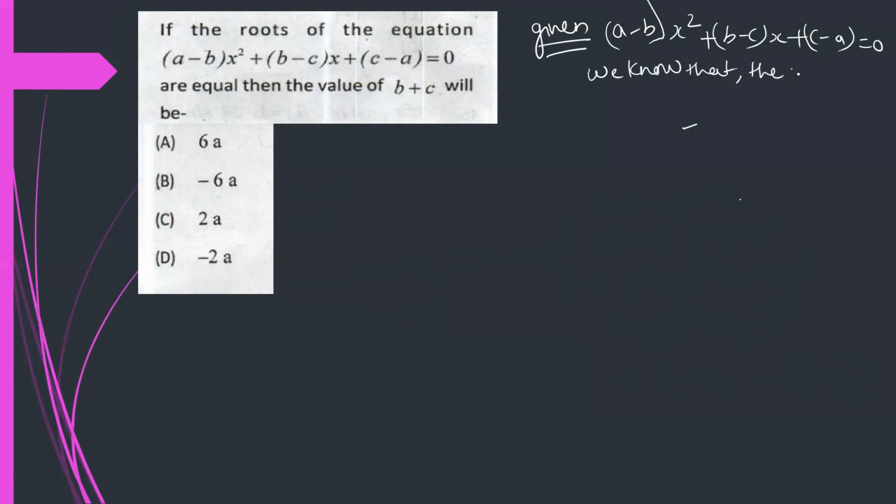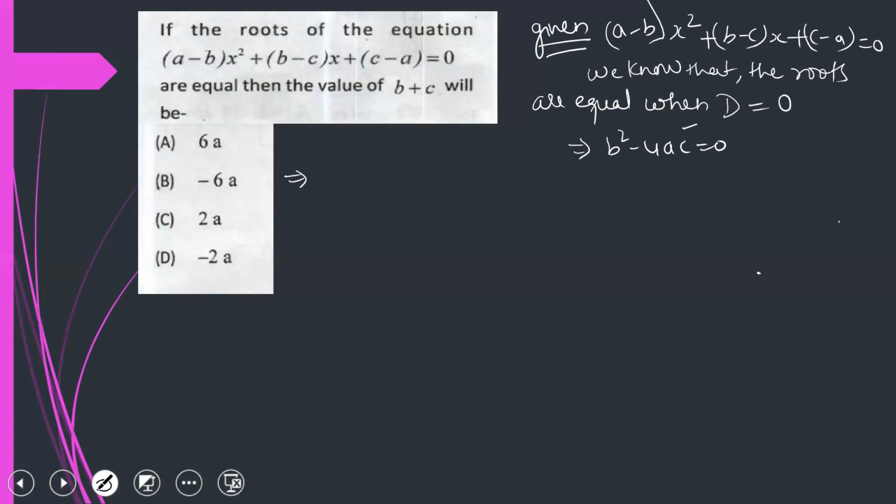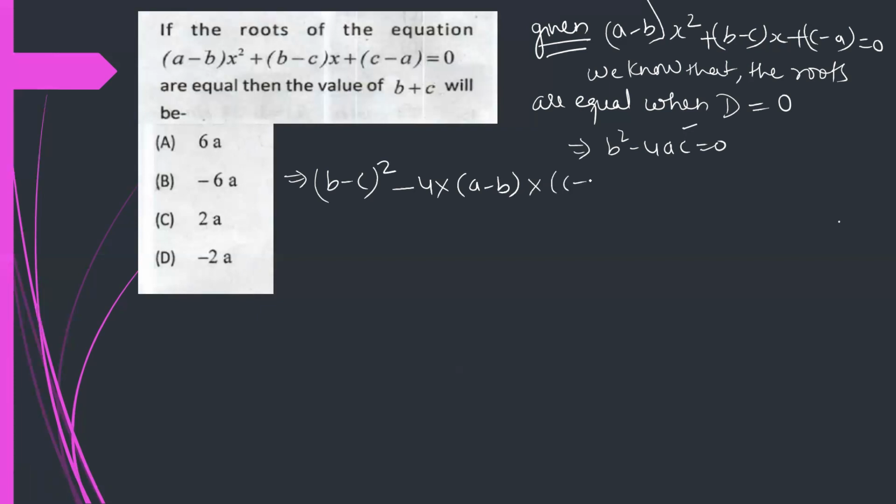the roots are equal when the discriminant is equal to 0, which means b square minus 4ac will be equal to 0. That means, what is b here? We have (b minus c) as our b. So (b minus c) whole square minus 4 multiplied by (a minus b) multiplied by (c minus a) equals 0. Now we are going to solve the problem.